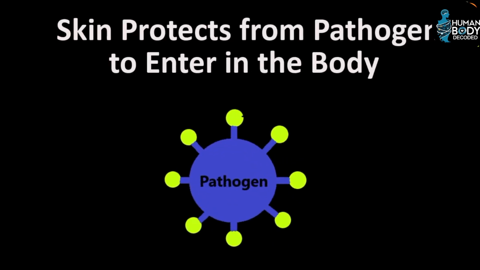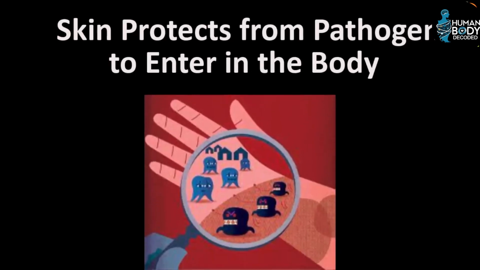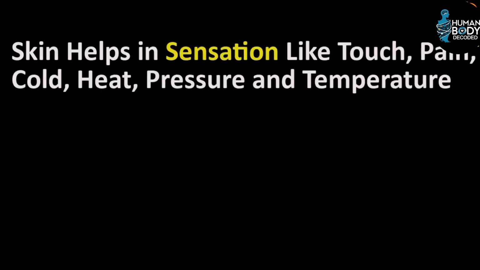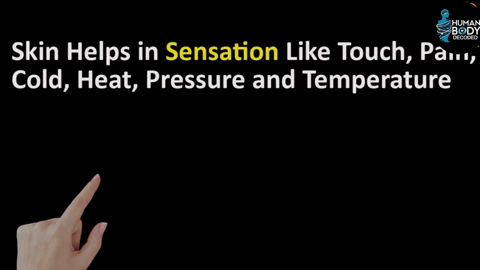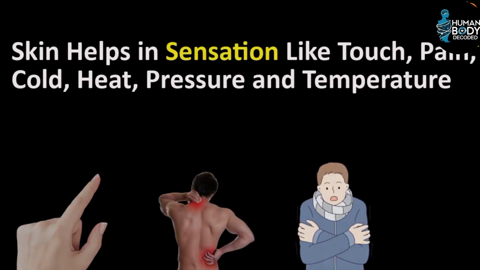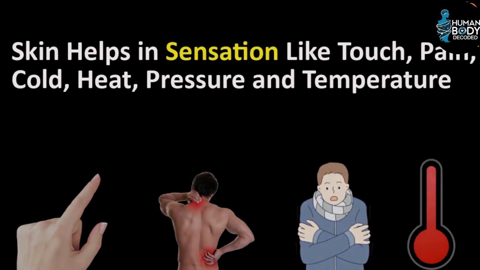Number 1, protection. The skin protects our body. No pathogen, virus, or bacteria can penetrate healthy skin. The skin acts as a protective shield. Number 2, sensation. The skin allows us to feel various sensations, such as pain, cold, heat, pressure, and temperature. These sensations are all perceived through the skin.